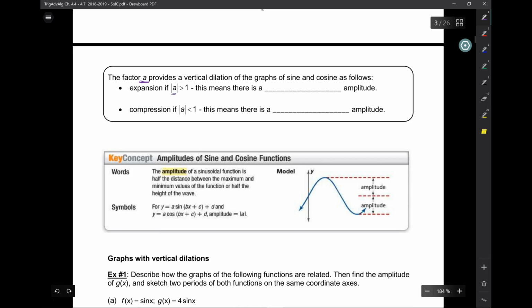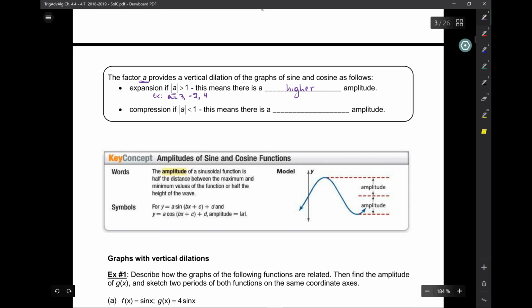So if the absolute value of A, so if we took A, just the number, ignoring the plus or minus, is greater than 1, so for example, A is 3 or -2 or +4, whatever, then we say there is a higher amplitude. So we ignore the sign. You just take the absolute value. The absolute value always makes it positive. It strips it of its sign.